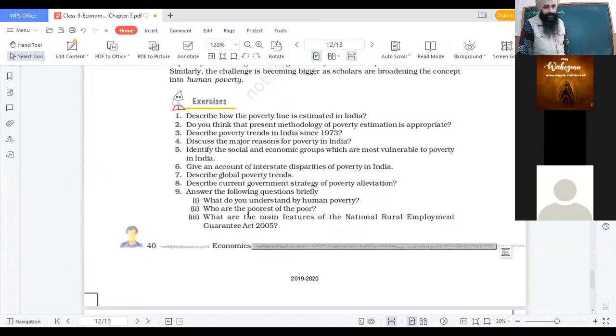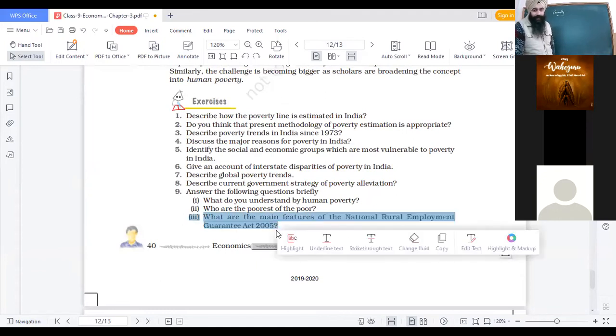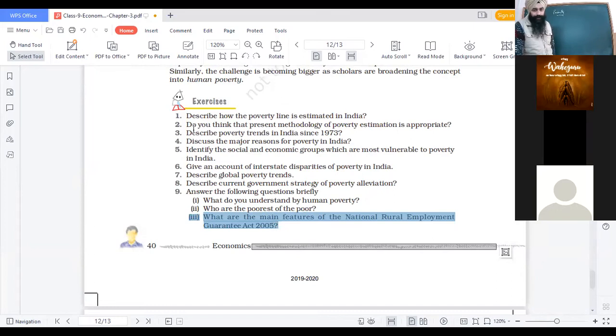It will be covered under question number 8, the poverty alleviation programs. MNREGA, their objectives. So leave this question. You have to attempt all the questions.